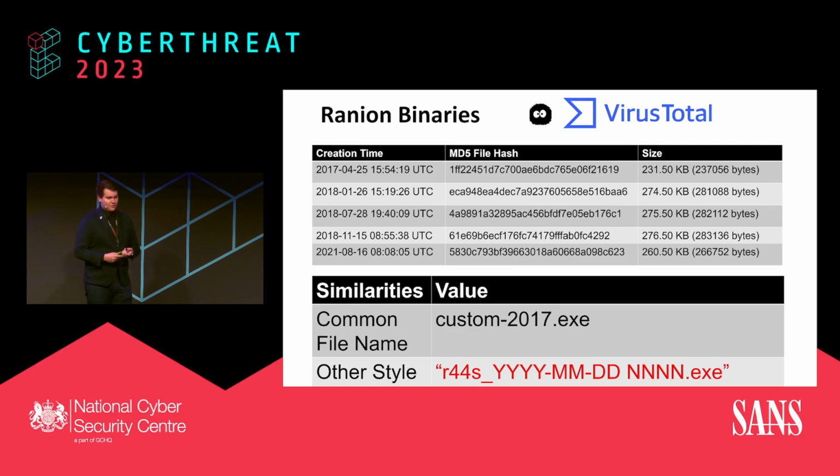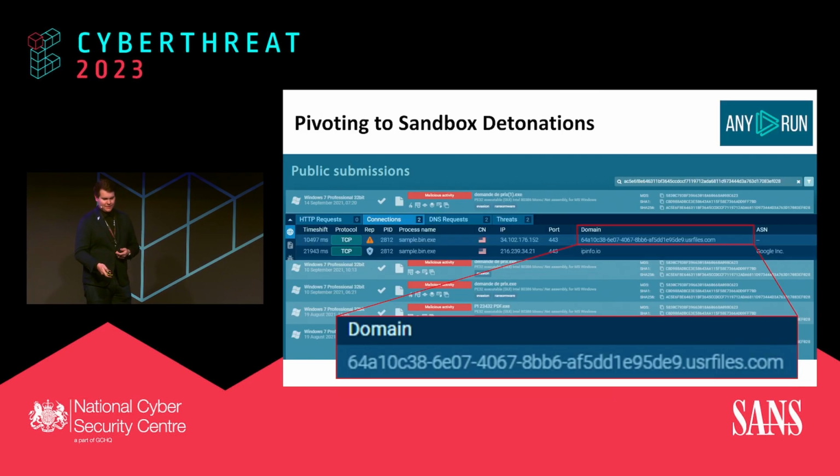The common file name between all these files was custom 2017, so it's an old malware, as we've established. But even the more recent uploads, up in 2023, follow the same naming scheme. So R44S, which is leet speak for RAS, or ransomware as a service, and then the year, the month, and the day, and then some sort of code, probably a victim ID or just a compilation ID.